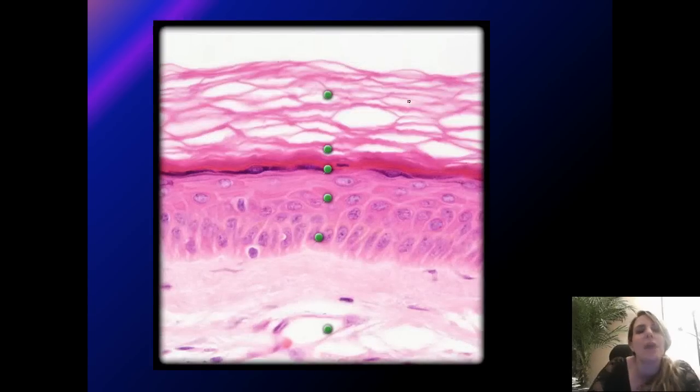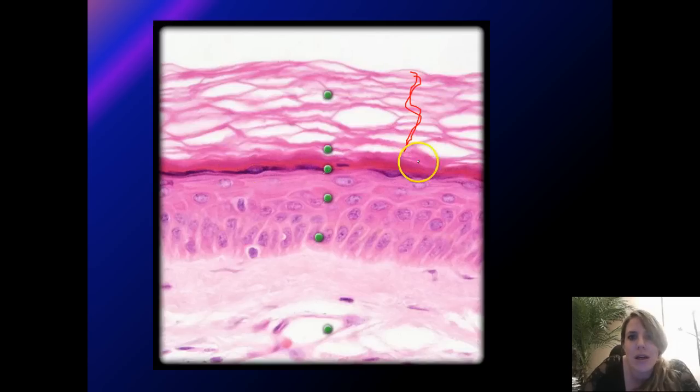So here is a micrograph. Notice all of this. That is your stratum corneum. So that is that lovely keratin plus dead cells. So the dead cells you can't see because they're dead, so they just show up kind of clear here, but the keratin is totally recognizable.